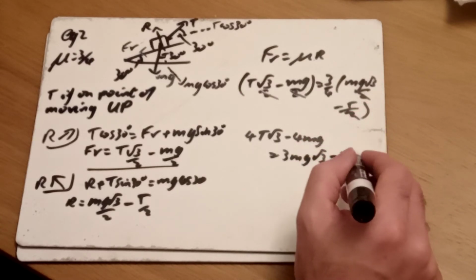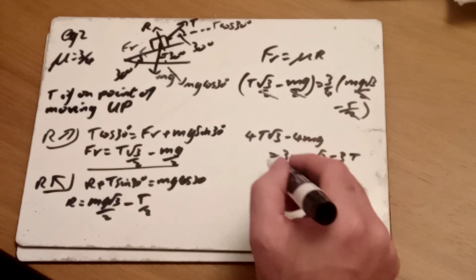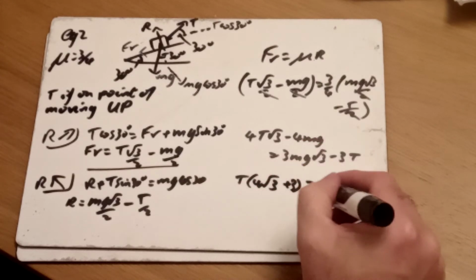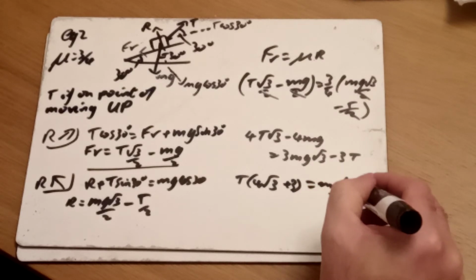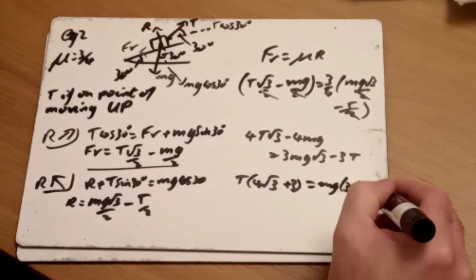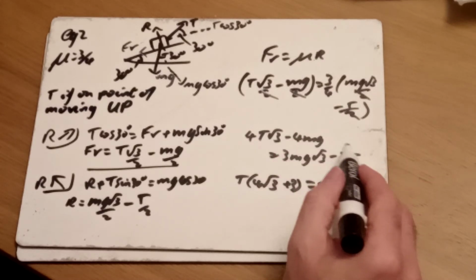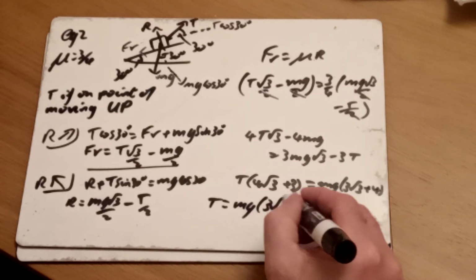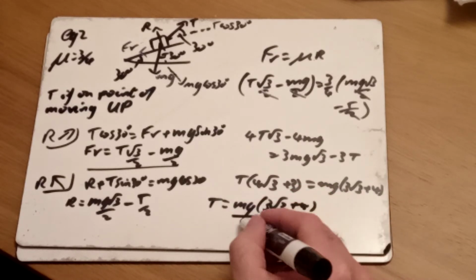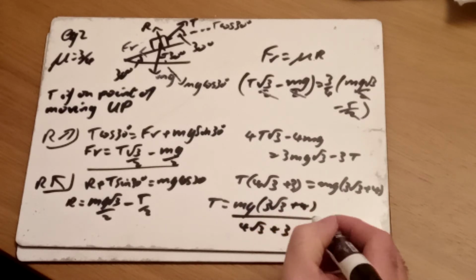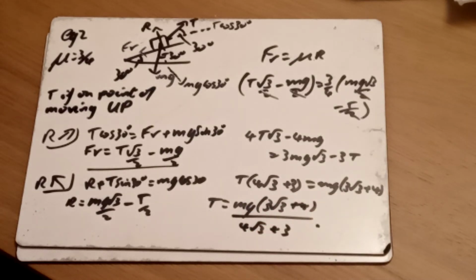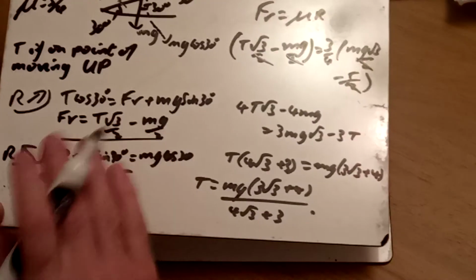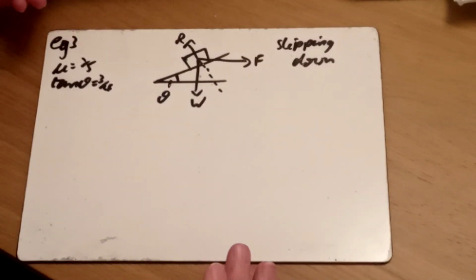So when I collect everything together, I'm going to make the T's over here: 4 root 3 plus 3. On that side, mg times 3 root 3 plus 4, because that one's going to cross over and become plus. So T will equal mg times (3 root 3 plus 4) over (4 root 3 plus 3). That's my exact value. The algebra at the end gets quite messy, but we need to start off at that point, do our resolving and see what happens.